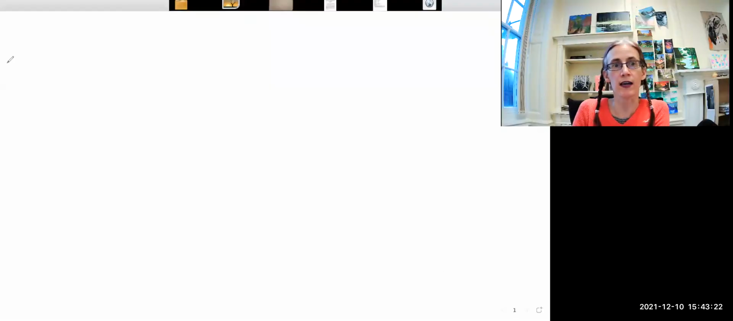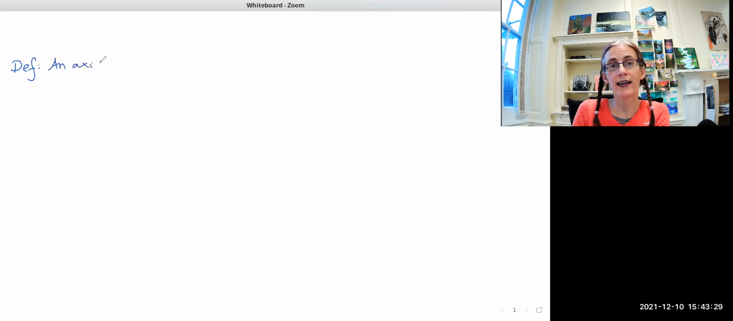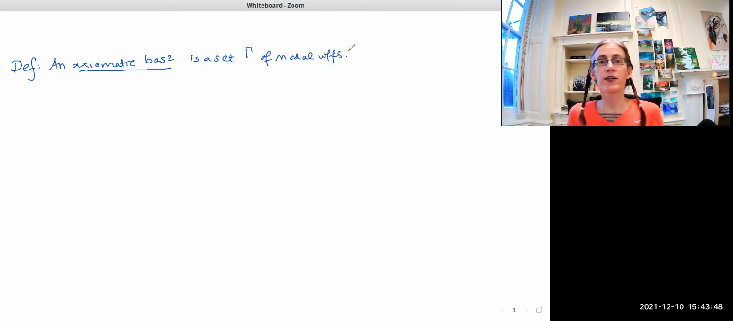But first, general definitions that will stay constant no matter what kind of system we're looking at, because you can't get going without some sort of foundation. The first one is the notion of an axiomatic base. This just is a set of modal well-formed formulas. We'll just call it gamma if we have an arbitrary set of modal well-formed formulas. This is what is going to provide the foundation for our system.